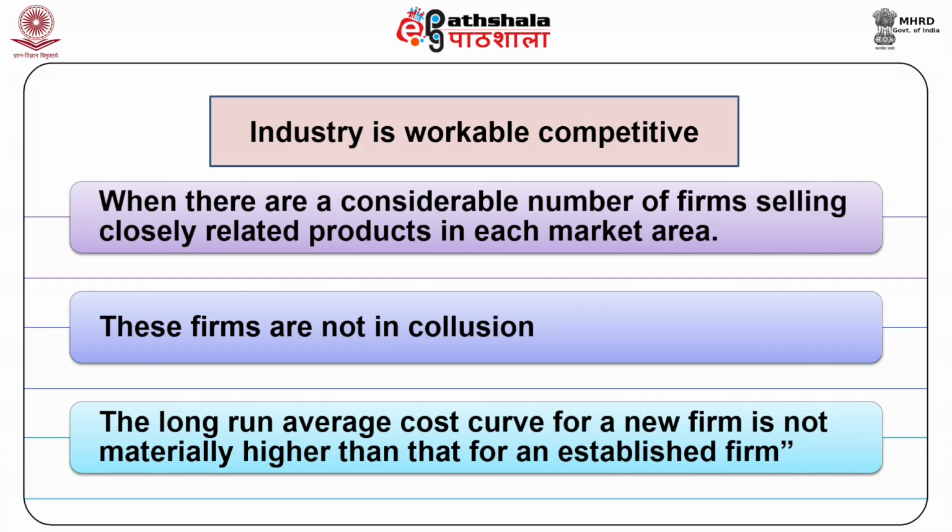Clark, using this definition, makes the concept of workable competition explicit and gives three conditions. First, a demand curve must be steep enough to enable the entrepreneur to cover per unit cost. Second, active threats of the possibility of intercommodity substitution and potential competition. Third, in case of small numbers, sufficient non-homogeneous products to cause uncertainty about reactions of competitors. According to Stigler, an industry is workably competitive when there are a considerable number of firms selling closely related products in each market area. These firms are not in collusion and the long run average cost curve for a new firm is not materially higher than that for an established firm.